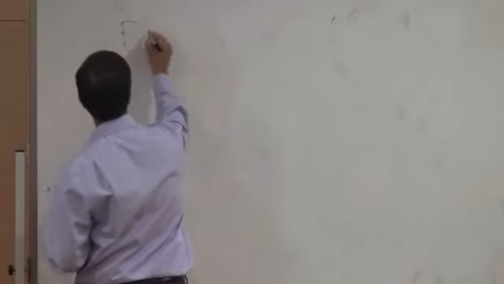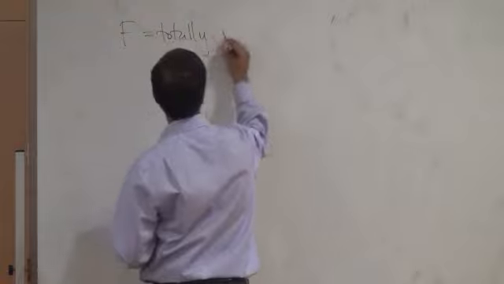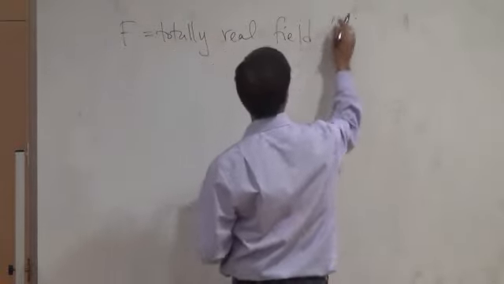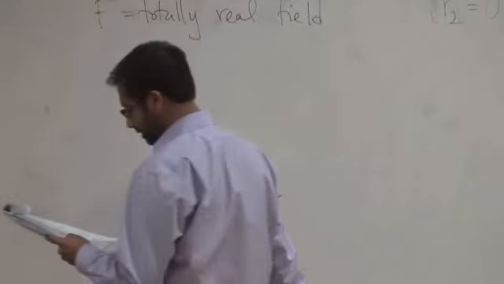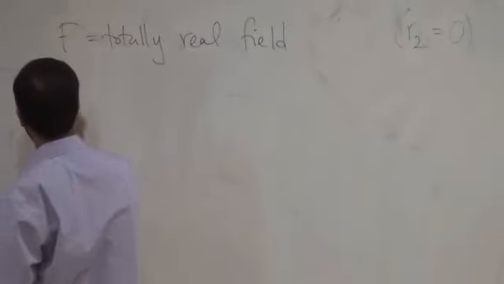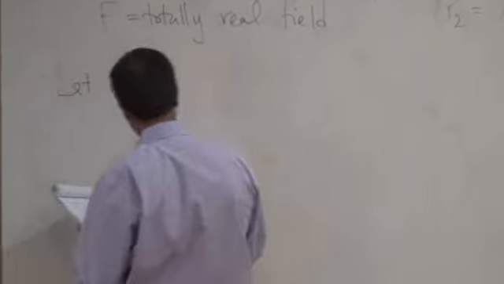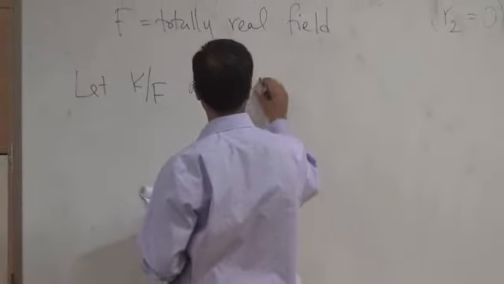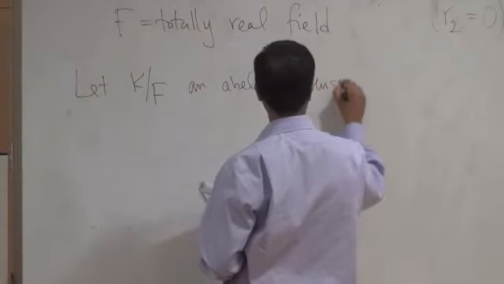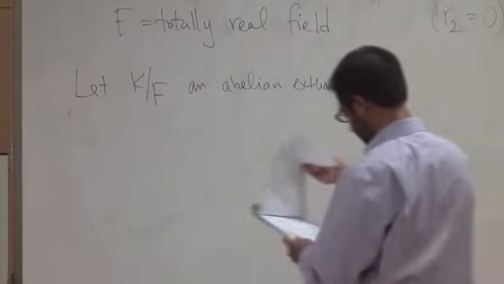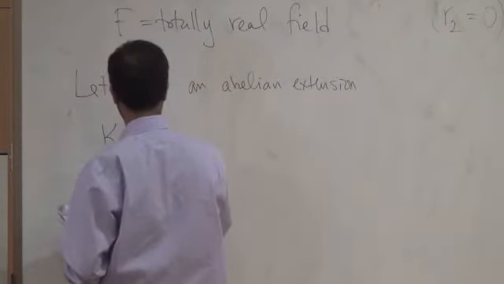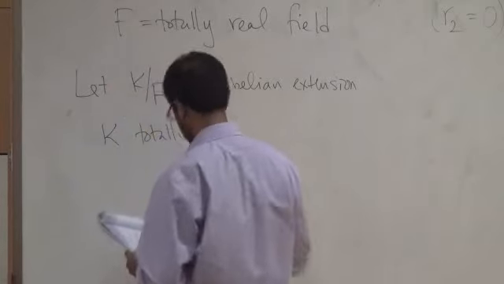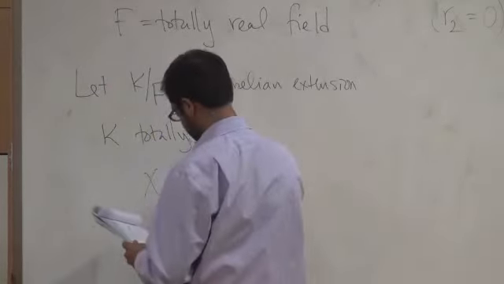So now let F be a totally real field. Which, in the notation of my first talk, means that r_2 is 0, that all the embeddings of F land into R. There are no embeddings into C that don't land in R. And now let K over F be an abelian extension, and let's say that K is totally real as well. And let chi be a character of this Galois group.